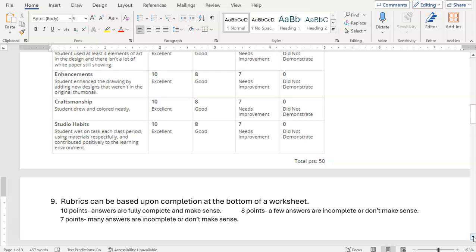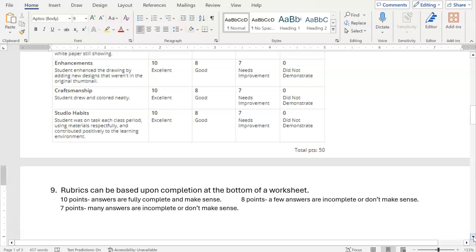So hopefully that helps you when it comes to setting up your grading for this coming school year.